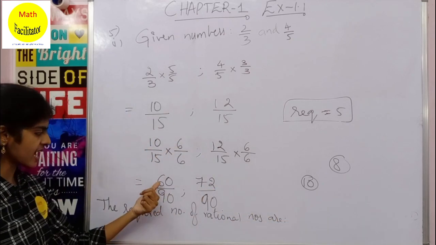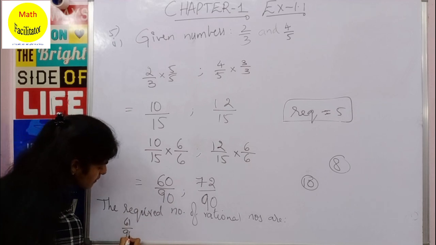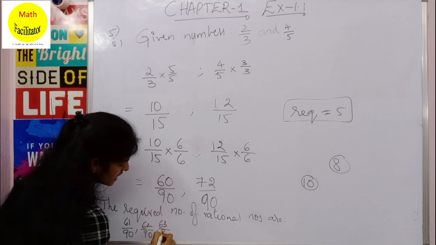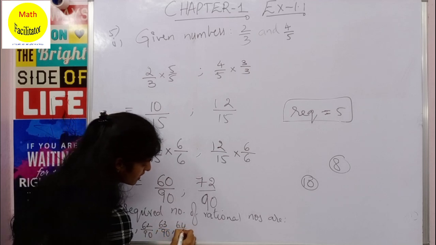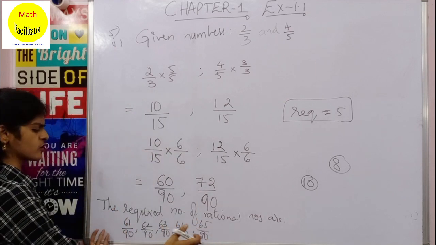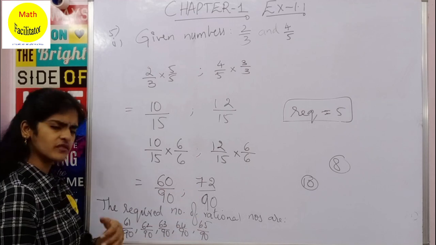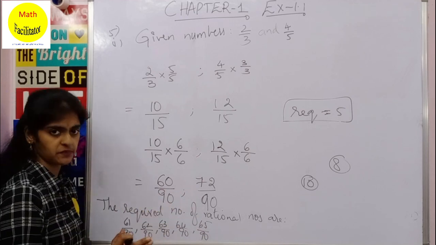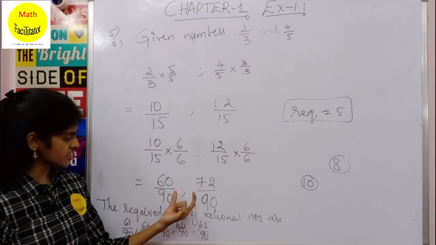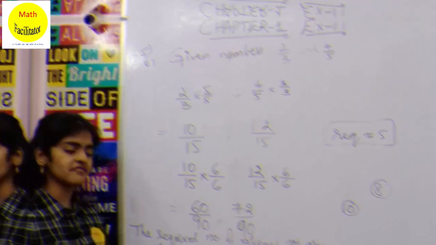So here you can see after 60 upon 90 you have 61 upon 90. So 61 upon 90, 62 upon 90, 63 upon 90, 64 upon 90, 65 upon 90. Only 5 we need, so I am writing only 5. You have others also, so you can consider whichever you want. But remember that whatever rational number you consider, that must be between these two numbers, not beyond that. Clear? So I have taken 5 rational numbers.